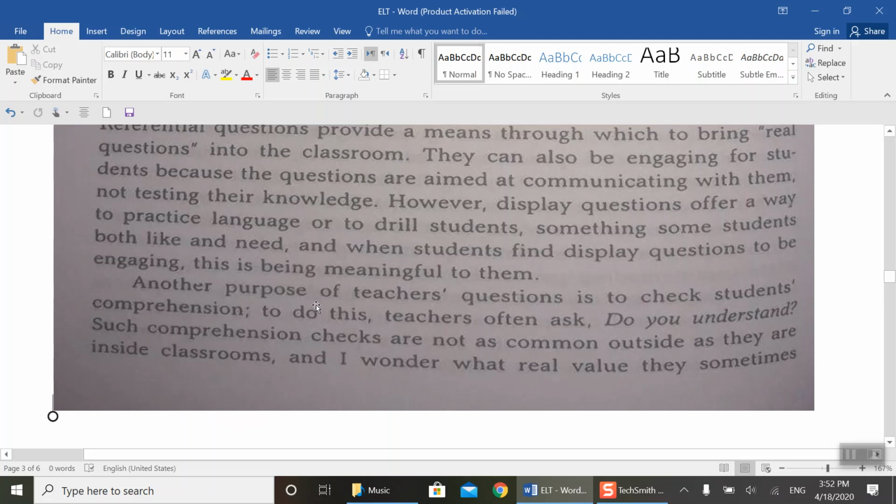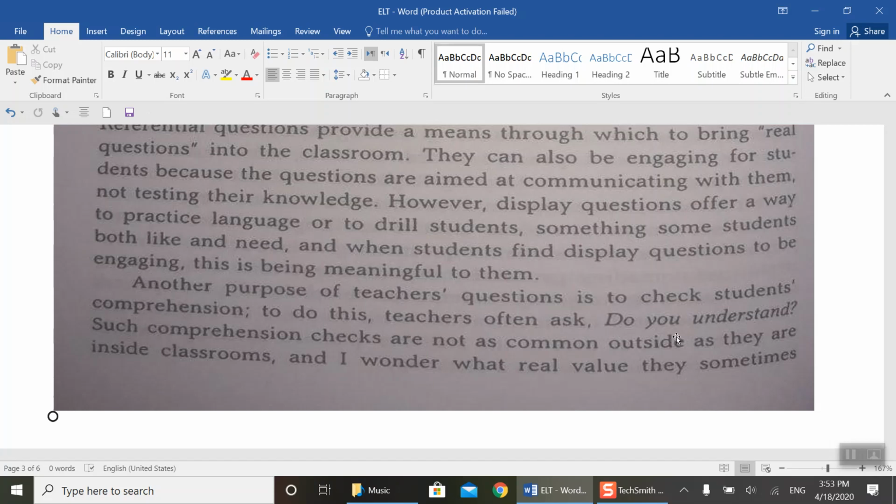Another purpose of teachers' questions is to check students' comprehension. Check comprehension, whether they understand or not. Okay. For example, teachers often ask, and we now as teachers always ask, do you understand? Do you understand?